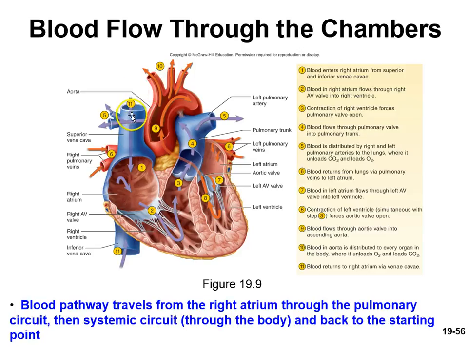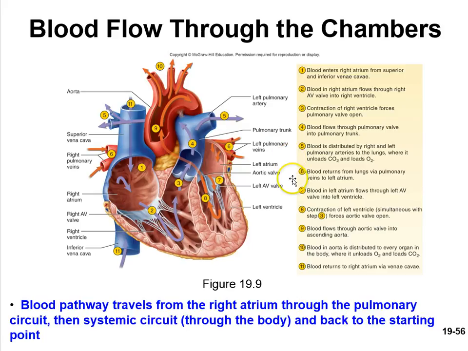You'd enter here. We started in the right atrium. Blood came from the body. Then we would go through the right AV valve, or the tricuspid valve, down into the right ventricle. We'd be squeezed up into the right semilunar valve. We'd enter the pulmonary artery to go to the lungs. We'd do our gas exchange there.